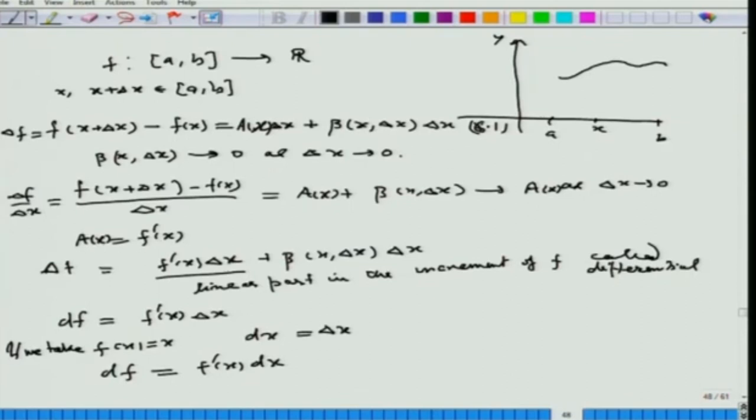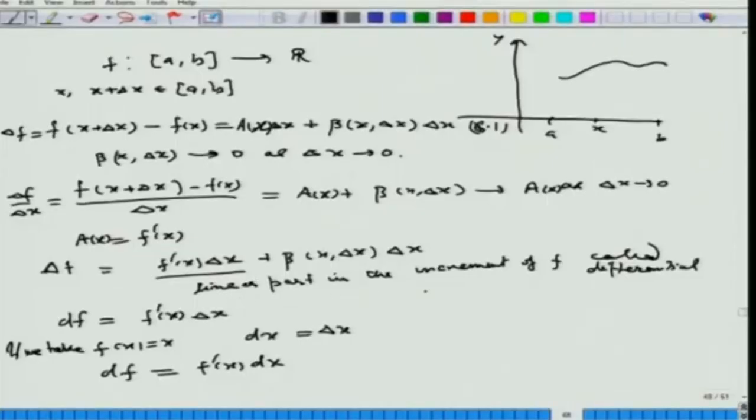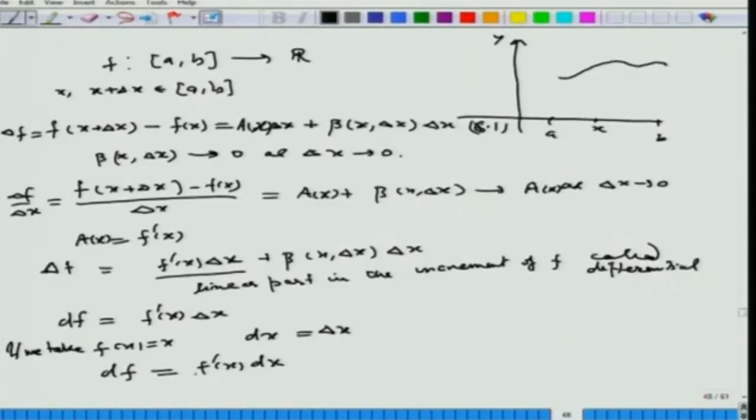So, we see that in the case of a function, the variation delta f has to be f prime x delta x plus beta of x comma delta x times delta x. This underlined part is clearly linear in delta x, and therefore it is called the linear part in the increment of f, and this is what is called the differential. It is denoted by df, and so df must be f prime x delta x. And if we take f of x equal to x, the identity function, then we can see that f prime x is 1, and therefore dx must be equal to delta x. So, for an independent variable, the differential is the same as the variation, and we have df, the differential of f, equal to f prime x dx.